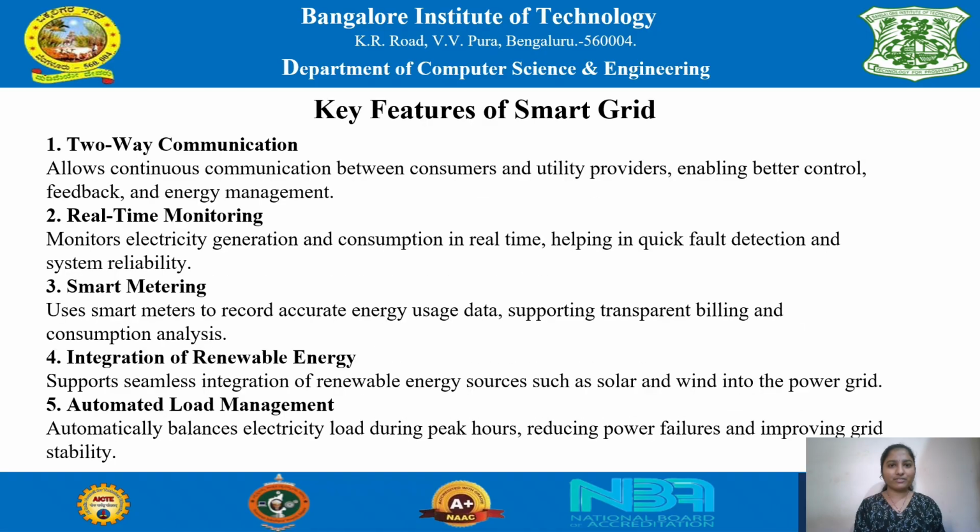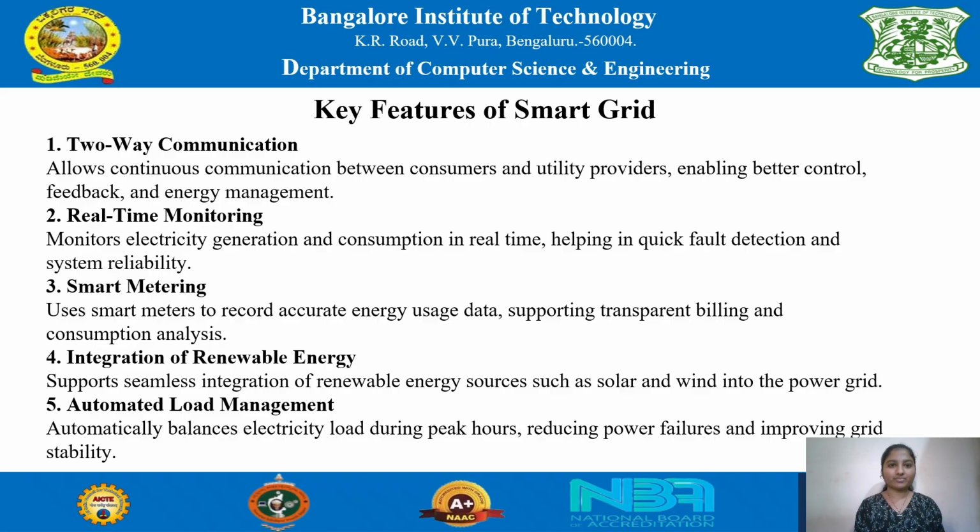Next is key features of smart grid. Smart grid has several key features. First is two-way communication between consumers and utility provider that enables better control, feedback and energy management. Second is real-time monitoring, which improves energy reliability. Third is smart metering, which ensures accurate billing and transparency. The smart grid also supports renewable energy integration. Finally, automated load management helps balance electricity demand during peak hours.